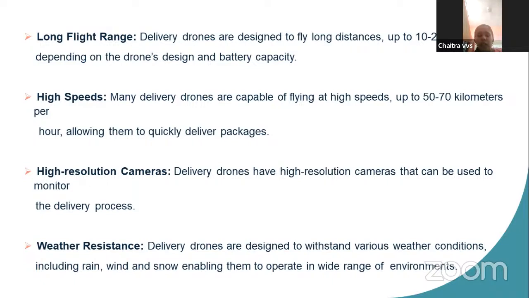And these delivery drones are adapted with high resolution cameras that can be used to monitor the delivery process, whether the packages are delivered to the correct location or not. By using these cameras, we will get to know about it. And delivery drones can face weather conditions like rain, wind, and snow, enabling them to operate in a wide range of environments. So overall, the features of delivery drones are designed to make them fast, quick, and efficient, for safe delivery of packages.